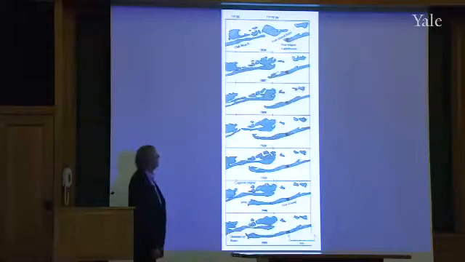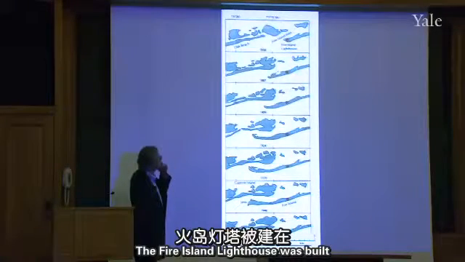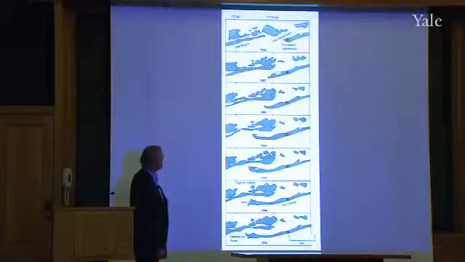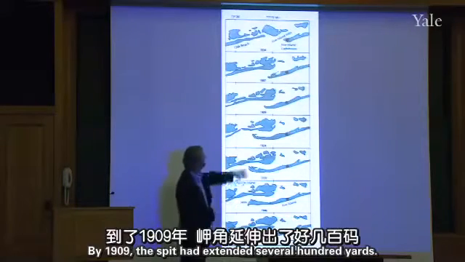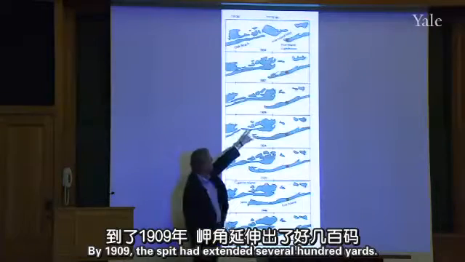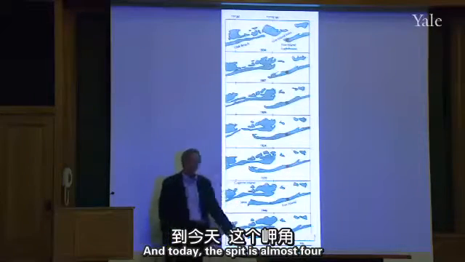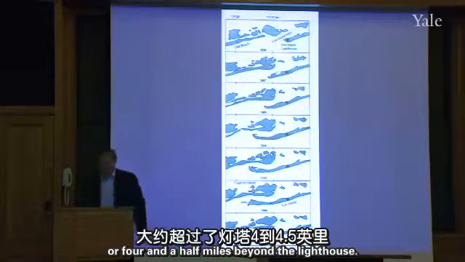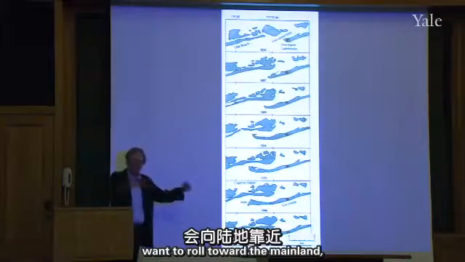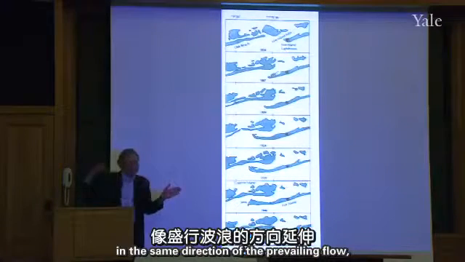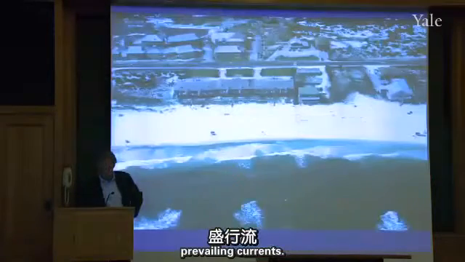Another example on Fire Island, if you look at the little dot up there at the end, the Fire Island Lighthouse. It's funny, I flew right over this the other day. The Fire Island Lighthouse was built right on the end of this spit. And you can see back in 1834 that it was close to the end. By 1909, the spit had extended several hundred yards, and today the spit is almost 4.5 miles beyond the lighthouse. So not only do these barrier islands want to roll toward the mainland, but they also want to extend themselves in the same direction of the prevailing flow, the prevailing currents.